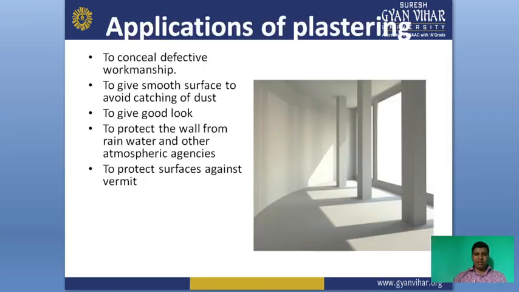Then we do the plastering. Plaster gives us a smooth surface and avoids the catching of dust on our wall. It gives a very good look. It also protects the wall from rain, water, or any other atmospheric agencies, and it also protects our wall from fungi and other particles which are present in the climate or in our atmosphere.